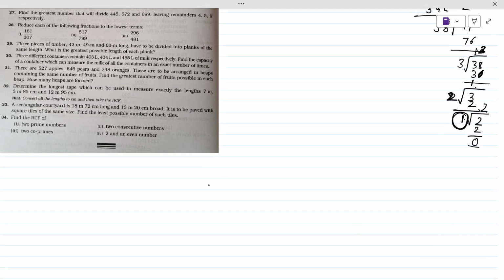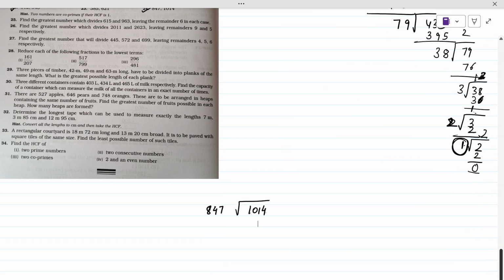So we have 847 and 1014, and this is question number 24. So I'm writing answer 24 here. Let's do this. So we have 847. Wait.